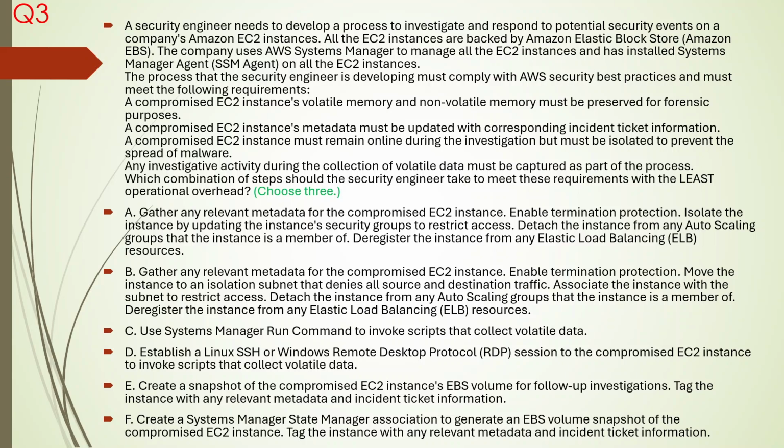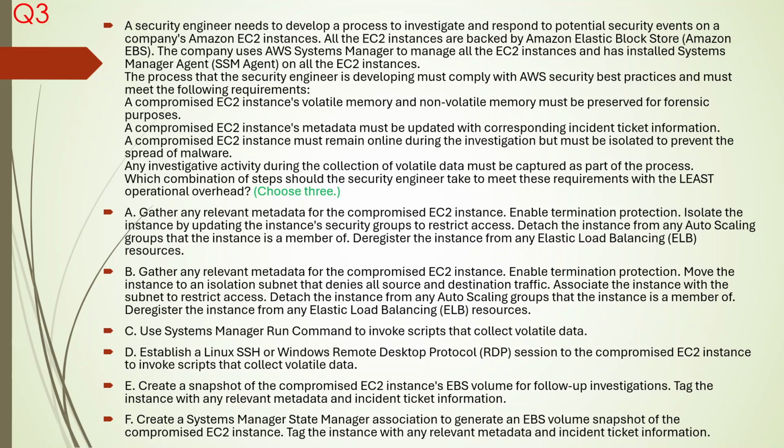Letter B, gather any relevant metadata from the compromised EC2 instance. Enable termination protection. Move the instance to an isolation subnet that denies all inbound and outbound traffic. Associate the instance with the subnet to restrict the access. Detach the instance from the auto-scaling group that the instance is a member of and deregister the instance from any elastic load balancing resources.